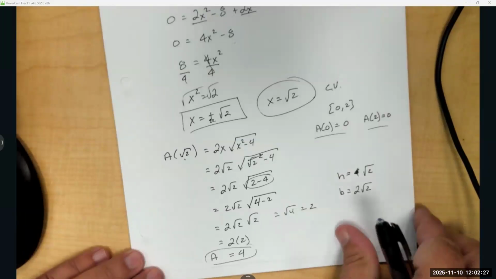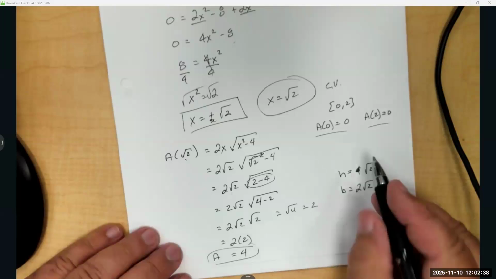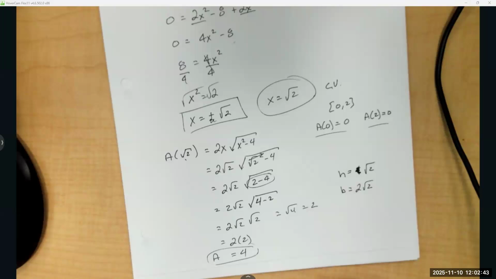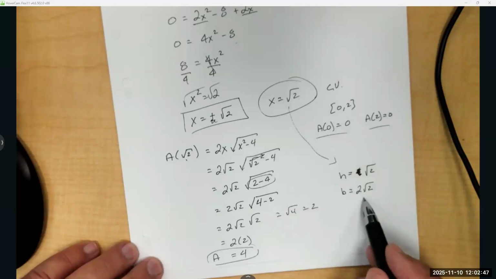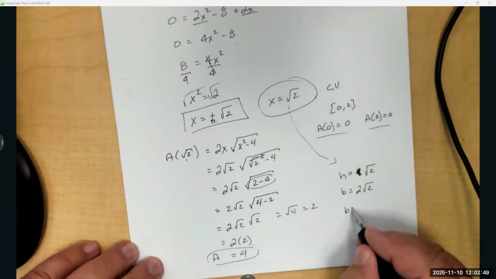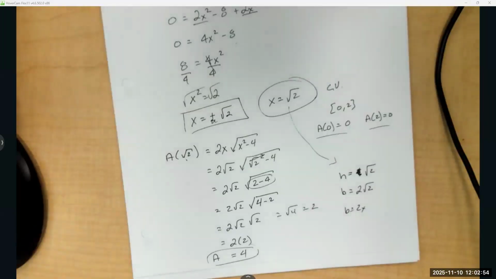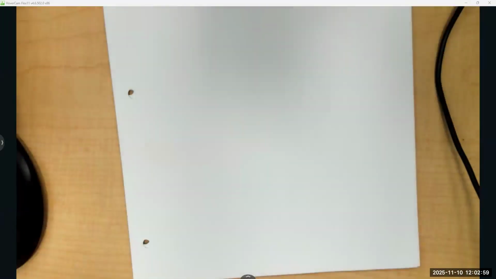Wait, so how did you get 4 square root of 2 and 2 square root of 2? For what? That's not 4. Oh, height is okay, because height's what we're looking for. And then the base was, the formula for it was 2x. Okay. And the height was what we're originally looking for.